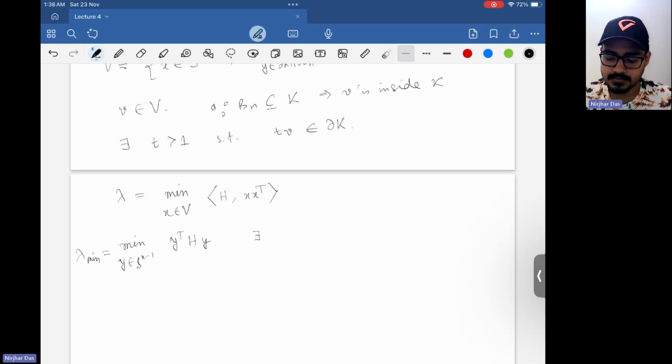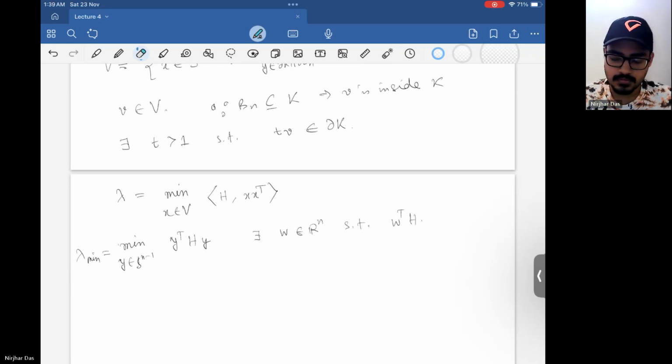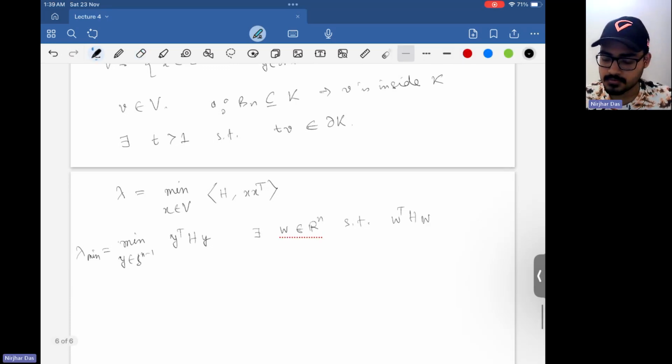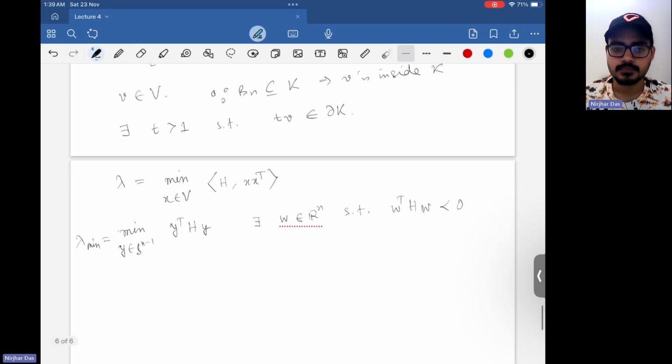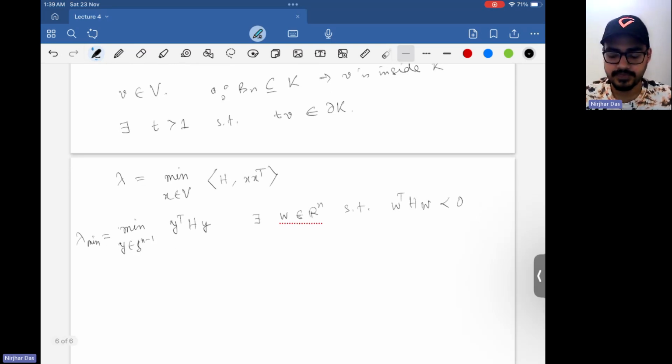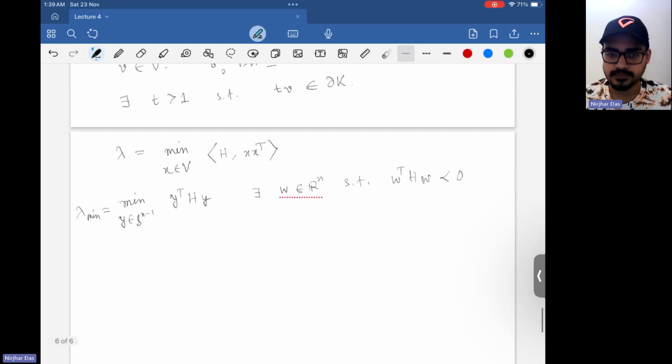So there exists some w belongs to R^n such that w transpose Hw is strictly less than 0. In particular, you can in fact choose w to be the eigenvector corresponding to the minimum eigenvalue, and that works. So we don't make any assumption on that. We just say that there exists some w.